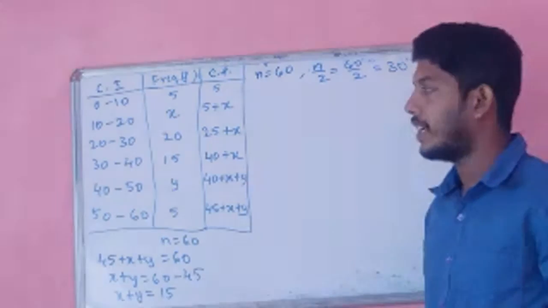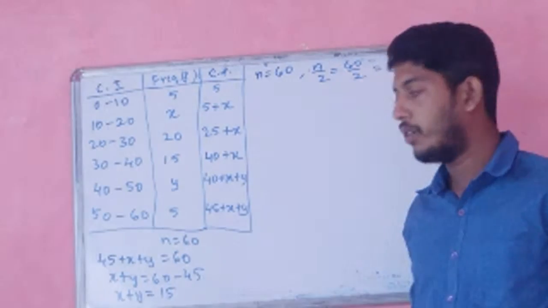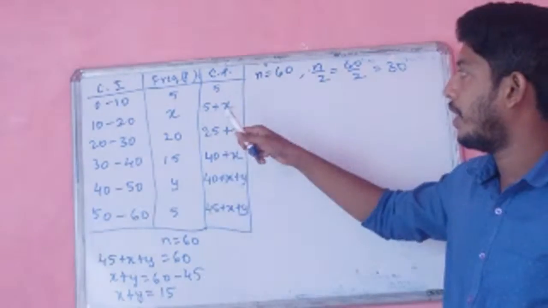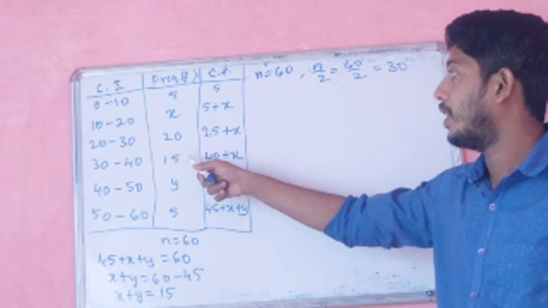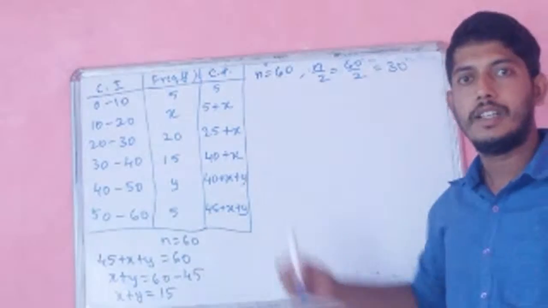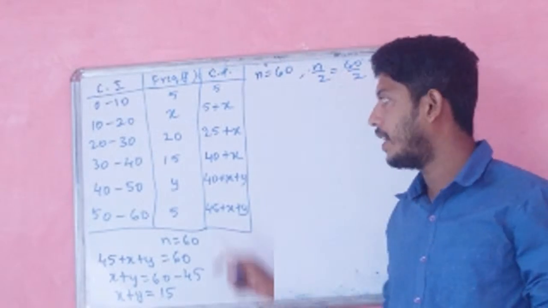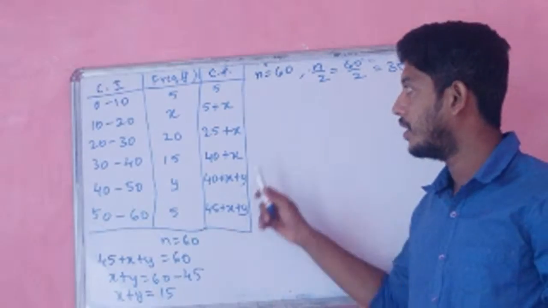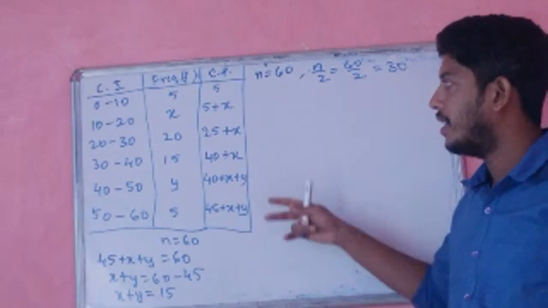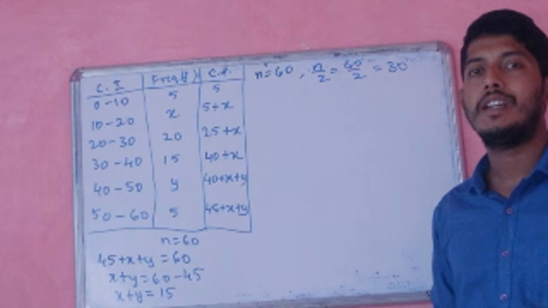But see here, 25 plus x. For example, if x plus y is 15 and I consider y as 1 and x as 14, then it becomes 39. And if I consider the value of x as 1, then it becomes 41. With n by 2 value, that is 30, there is a confusion between these two values about which one we have to consider as the median class interval.